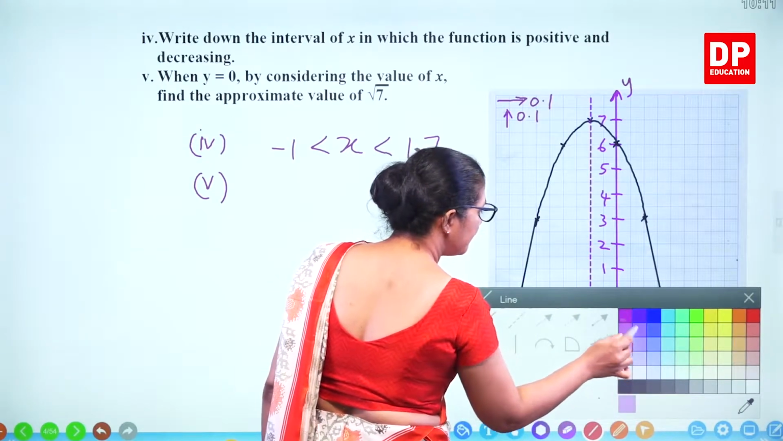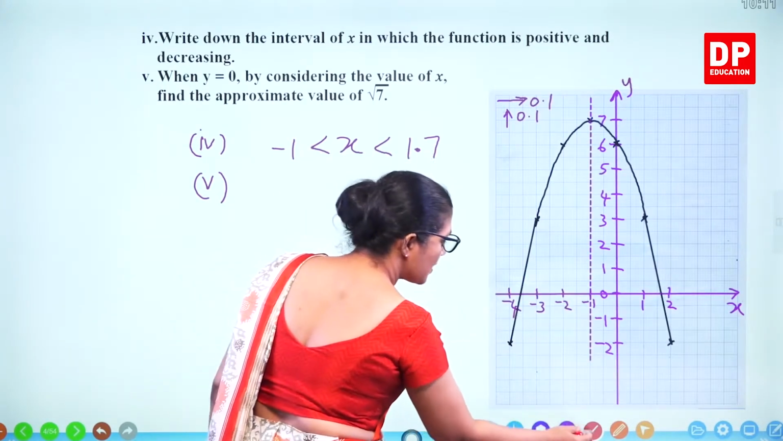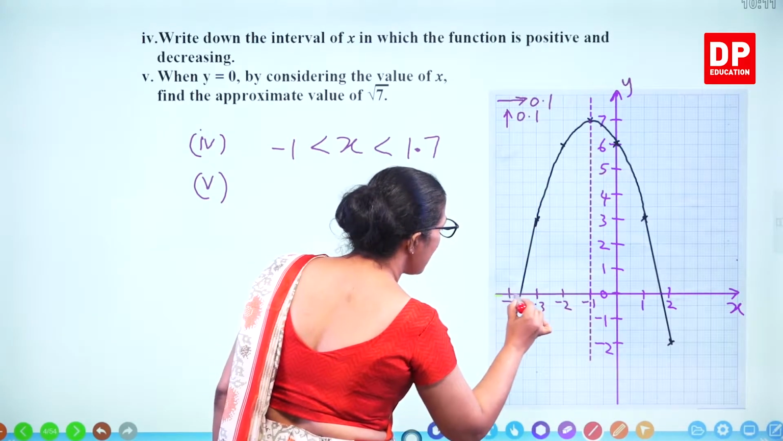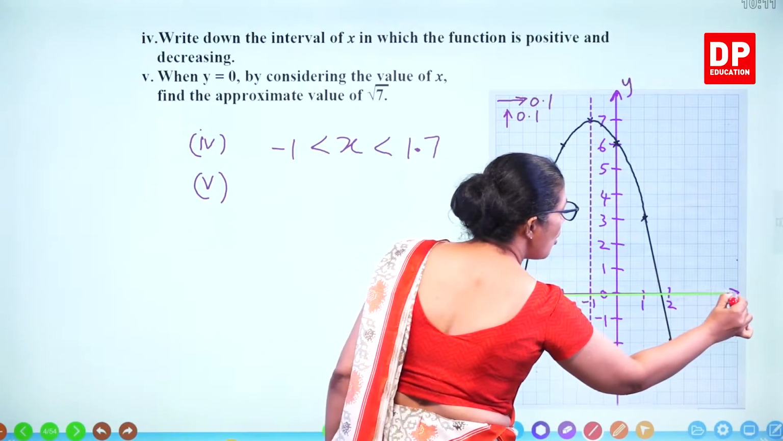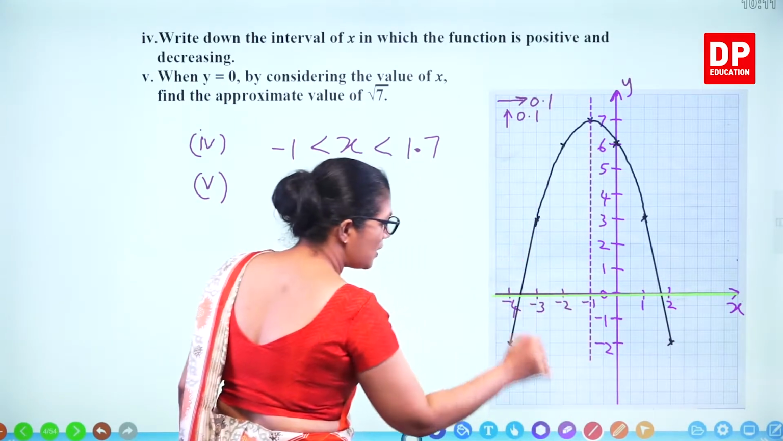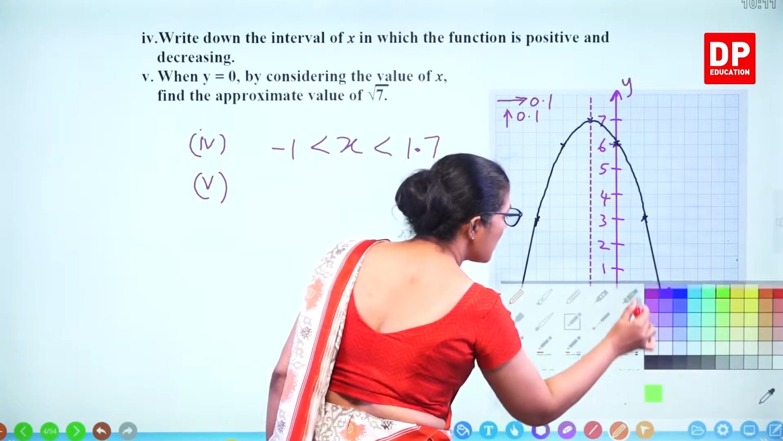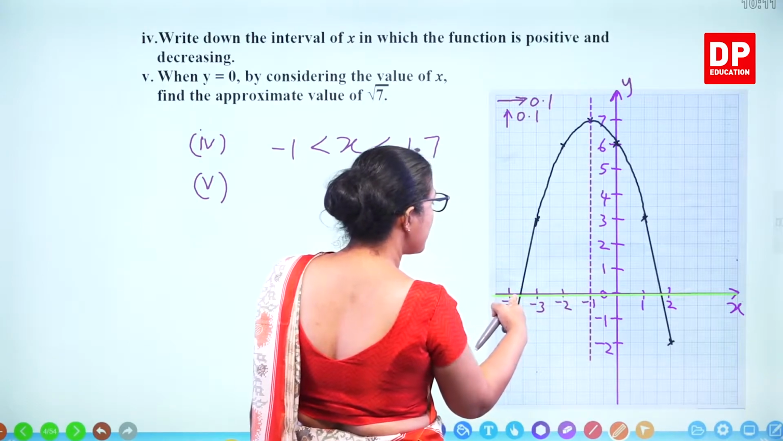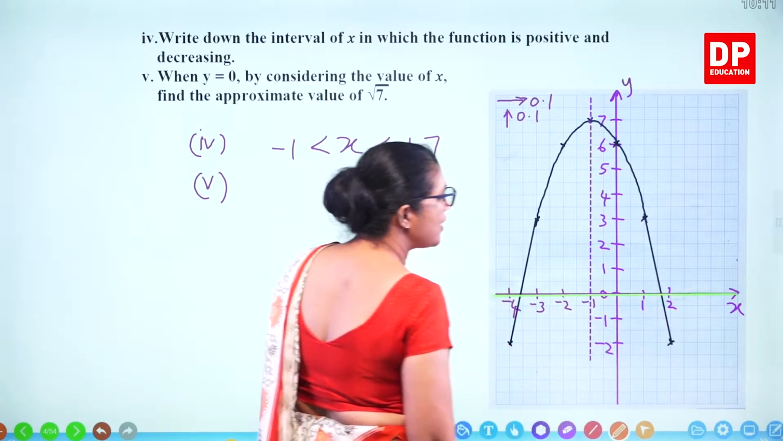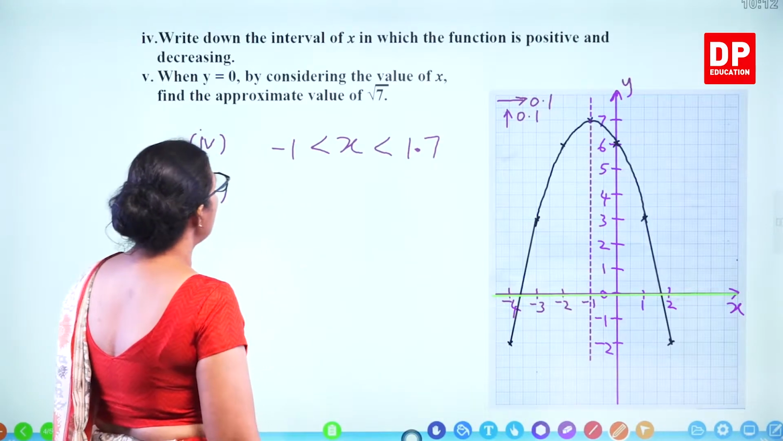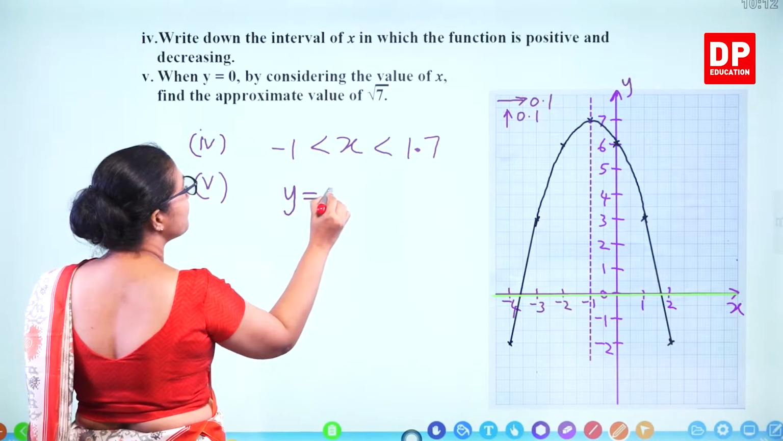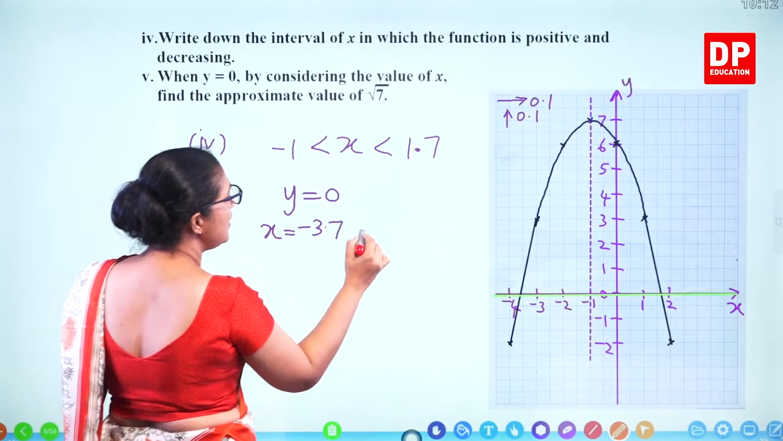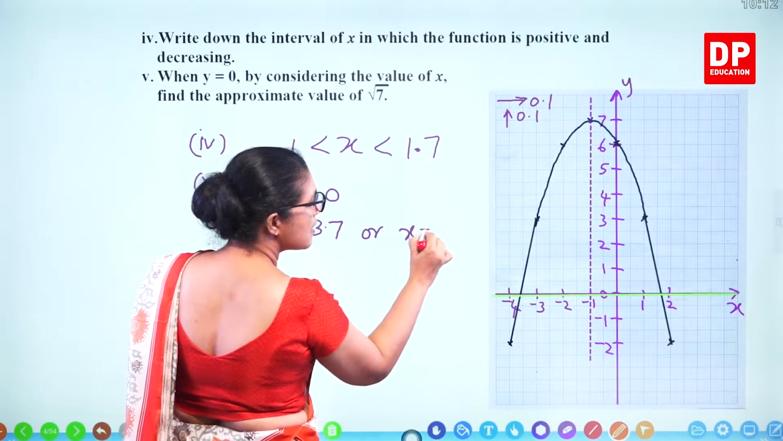This line. So I'll take a green color. This line, y equals 0, means this line. So what are the intersecting points with the graph? You get x equals minus 3.7 and 1.7. So those are the values. When y equals 0, x becomes minus 3.7 or x equals 1.7.